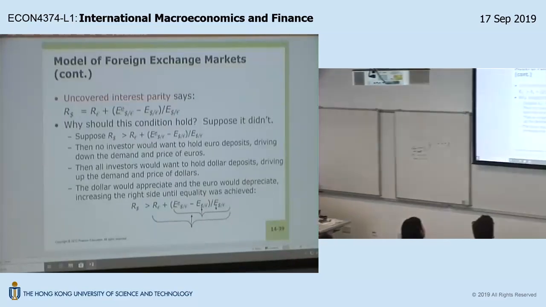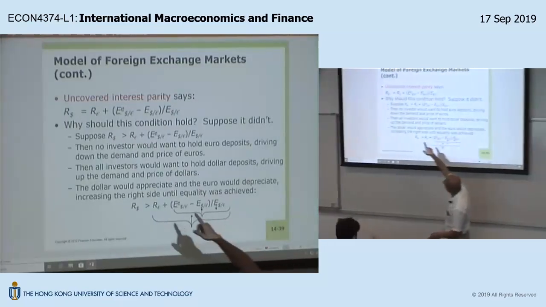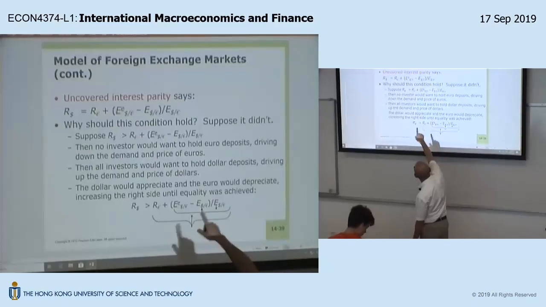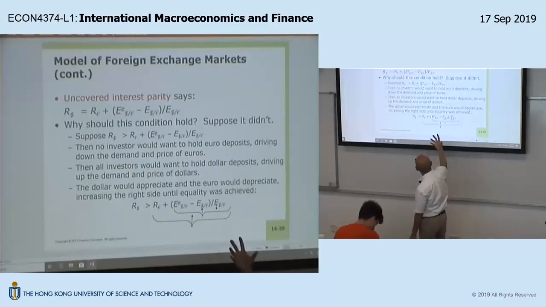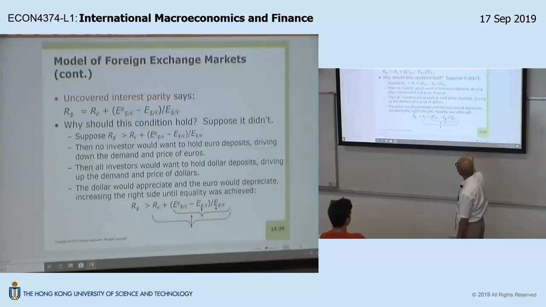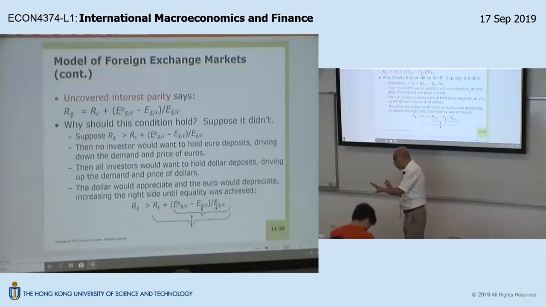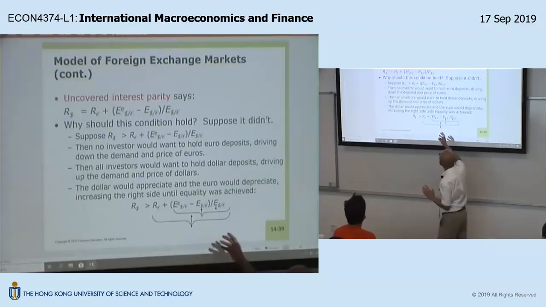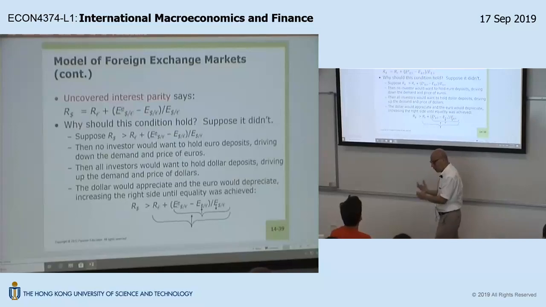Otherwise, if the dollar rate of return on dollar deposit is higher than the dollar rate of return on euro deposit, then no investor will want to hold euro deposit. It will drive down the demand and price of euro, okay. If that is the case, people would all convert euro into dollar, okay? But as they do that, it will lead to the appreciation of the dollar, okay?